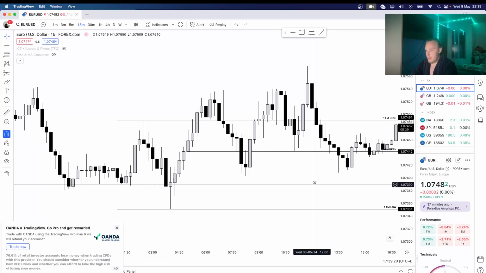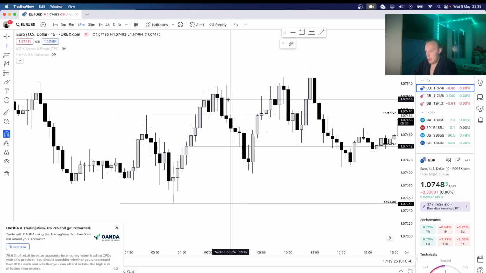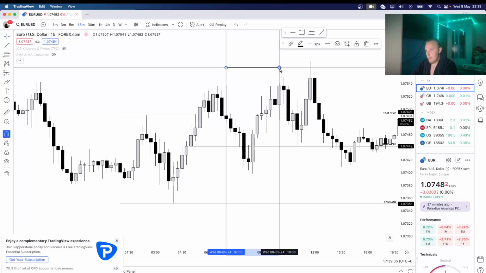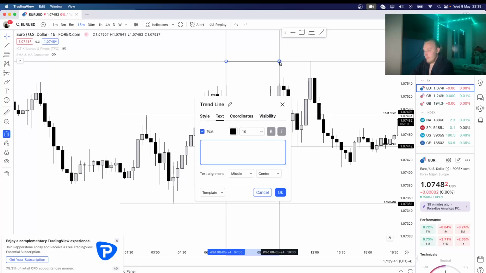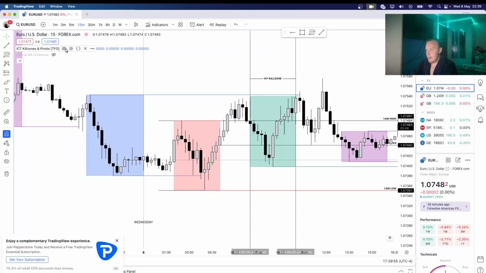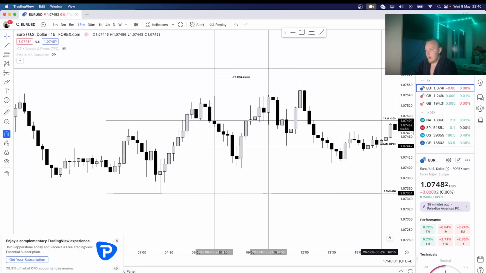Now, this is where we open. I'm going to mark out New York session open to close. Put it like that. New York session. New York kill zone. As you can see, lined up perfectly. So, coming into New York kill zone, we have got this price action.